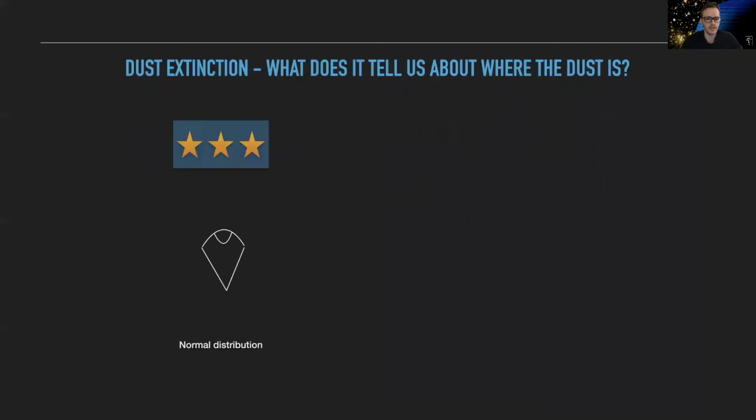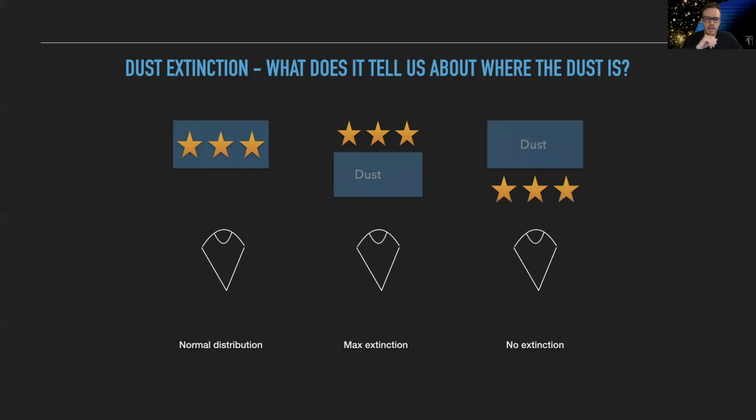We see dust extinction when it is in front of the stars in relation to the observer. So here is just a distribution of dust, the blue box, and stars. If the dust is all in front of the stars, then you're going to see even more extinction than if it was evenly distributed. That will be the maximum possible extinction if all the dust is in front of the stars. In contrast, if all the dust is behind the stars, you will detect no extinction.